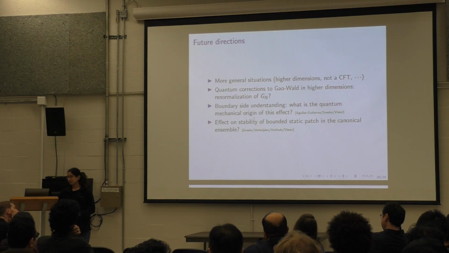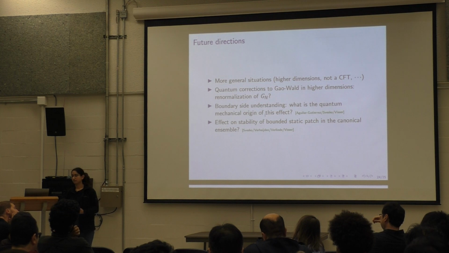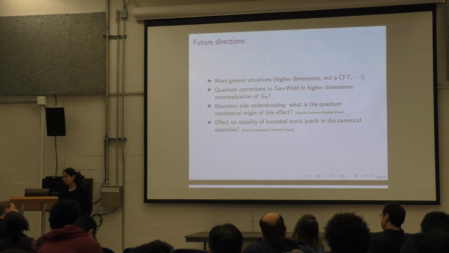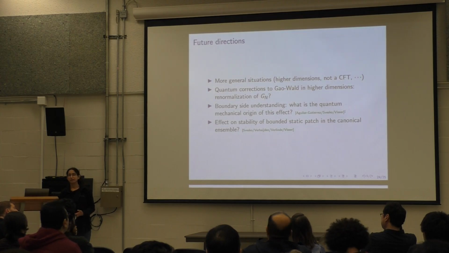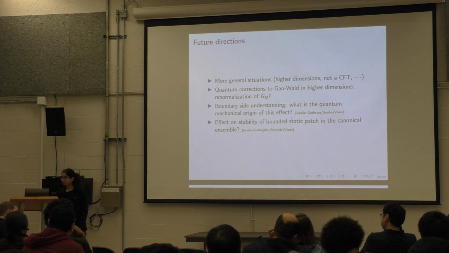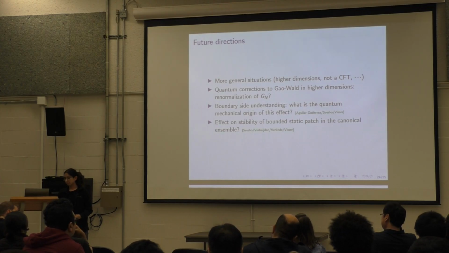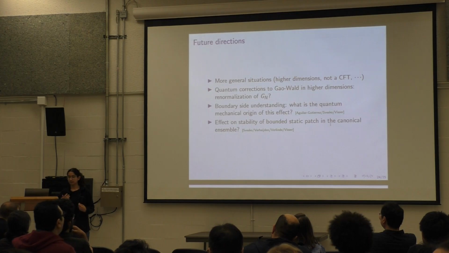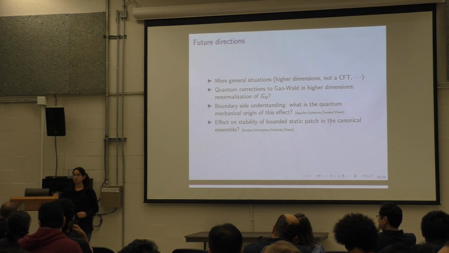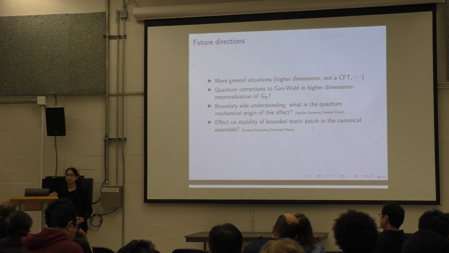It would be interesting to have some boundary side understanding. What is the quantum mechanical origin of this effect? So in 2D, these authors worked out the generalization of the T T-bar plus lambda 2D deformation, and that provides some setup where we can study this. And finally, it would be interesting to study the effect of this Casimir energy on the stability of the bounded static patch, which in the canonical ensemble has a negative specific heat, but not in the microcanonical ensemble. In this particular ensemble, it would be interesting to study its effect on the stability.